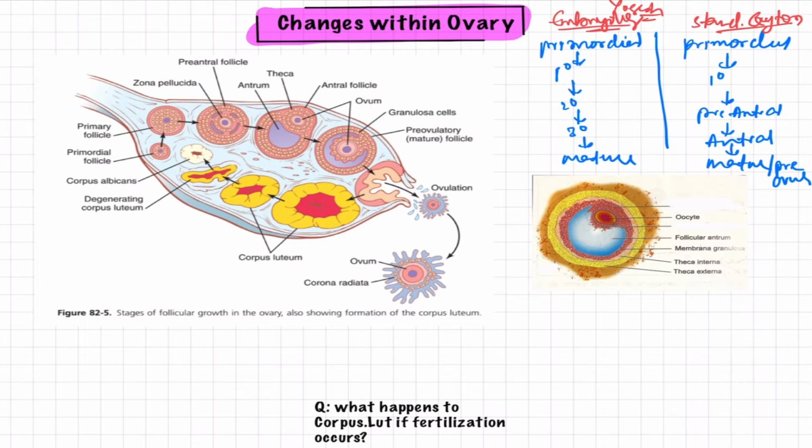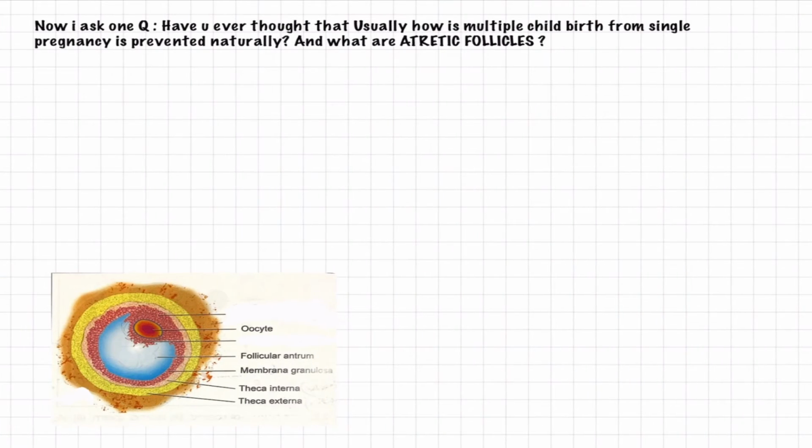So here is the major difference. Up to here it is the same. Here, instead of writing secondary and tertiary, they write preantral, and they also present the antral. And these mature follicles also have something known as Theca cells. What are the Theca cells? The Theca cells get differentiated into two layers. One is the Theca interna, another is the Theca externa.